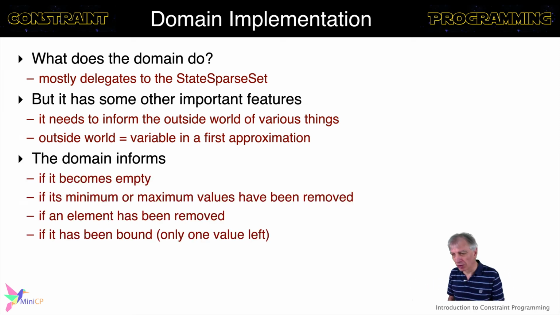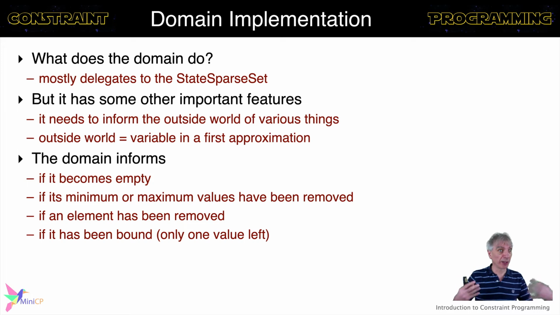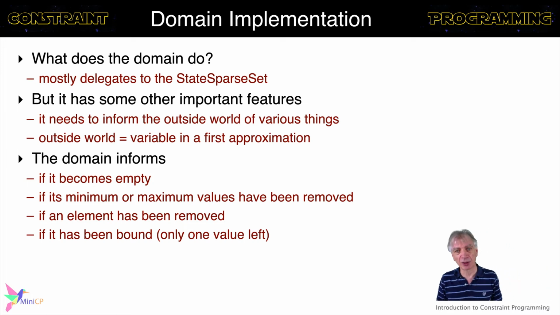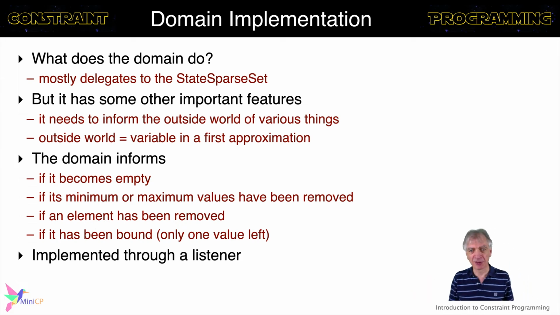And the way to think about the outside world here is really the variable and the constraint propagation. So, for instance, the domain is to say, hey, I'm becoming empty, or, my minimum and maximum value have been removed, or, I lost an element, or, I have a single value left. And so that's what the domain is to be able to tell the outside world. So the domain is to update the set, but it has also to be able to tell the outside world what is happening to it, okay? And so this is implemented through a listener.